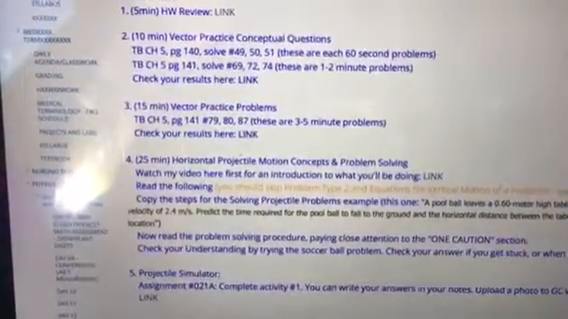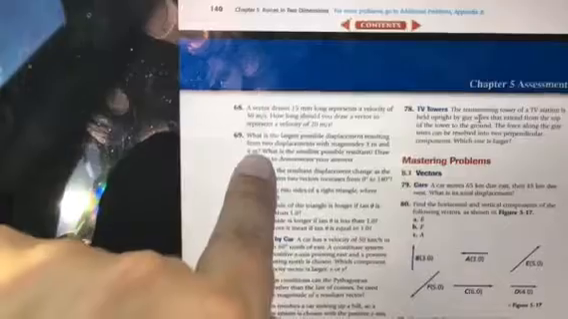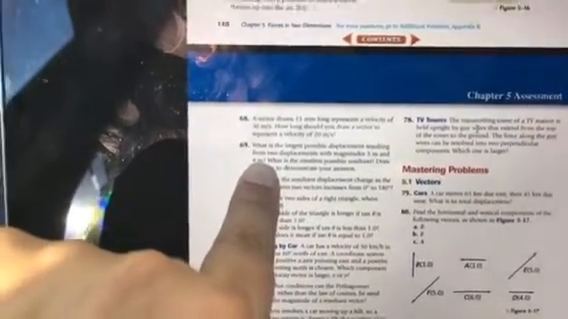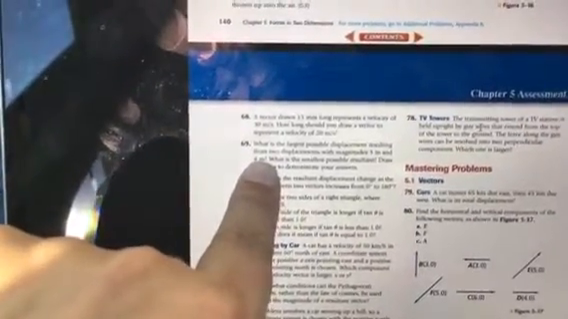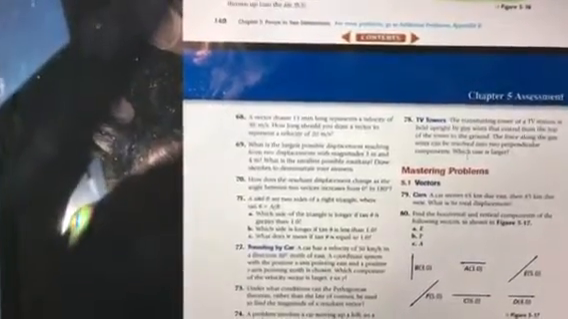69, 72, 74. So let's see. 69. So the largest you could get is if they were both in the same direction. 3 plus 4 is 7. If they're in opposite directions, then that'd be one's 4 and one's 3. You get 1. Subtract them.